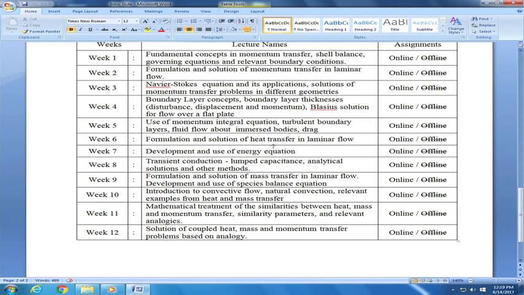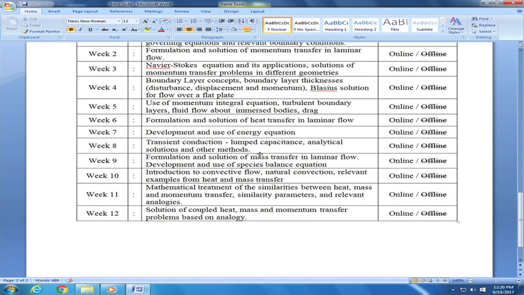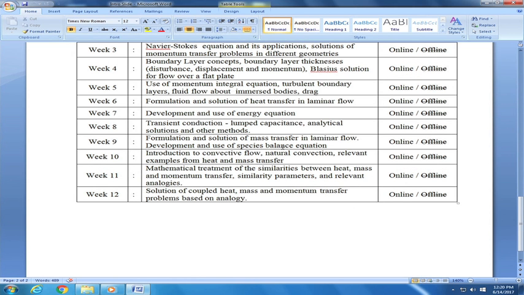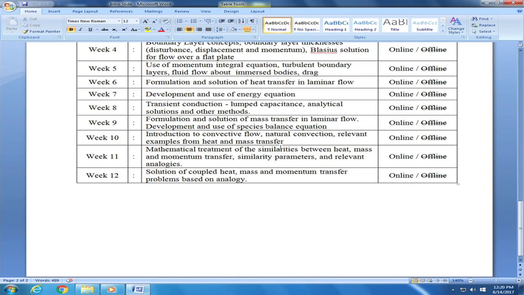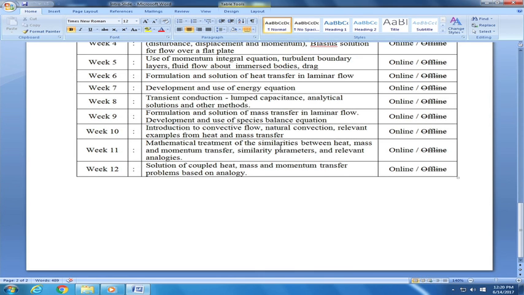Then we will do similar studies in heat transfer. So, the solution of heat transfer in laminar flow, then the more general approach of developing the energy equation, and we will also see transient conduction, the different models which are available for explaining transient conduction, and finally, we will move into mass transfer, the development and use of the species balance equation, and natural convection, the relevant examples from heat and mass transfer.